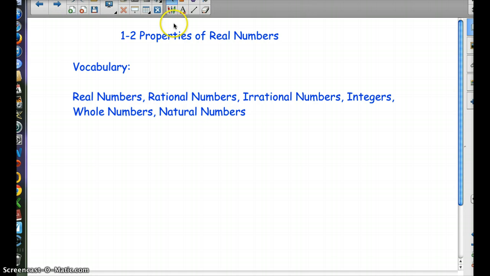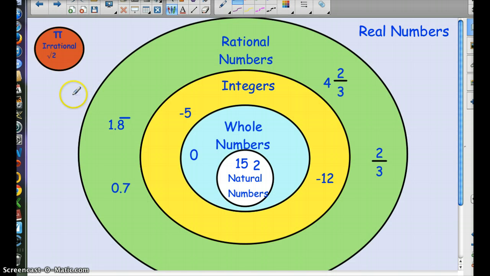So the vocab: real numbers, rational numbers, irrational numbers, integers, whole numbers, and natural numbers. You can find the actual definitions on page 11. Now I'm not writing this out because I have a visual that I'm going to show you, but by all means, if you're a word person, go ahead and write these down. Look in your book on page 11. But the visual that kind of helps me is this right here.